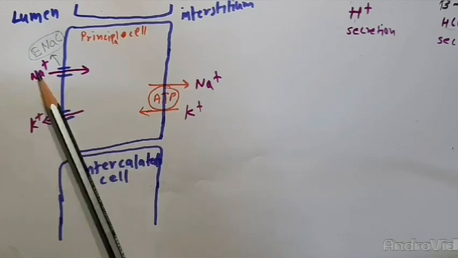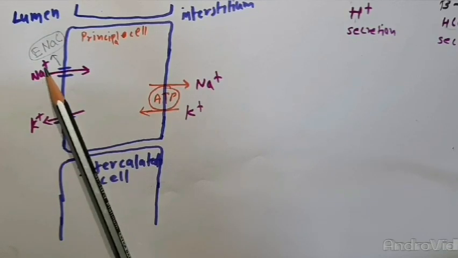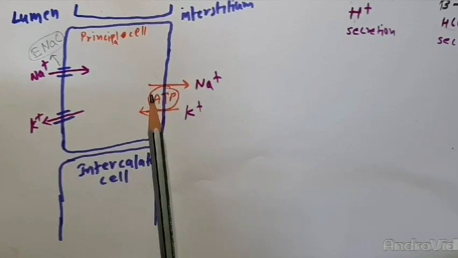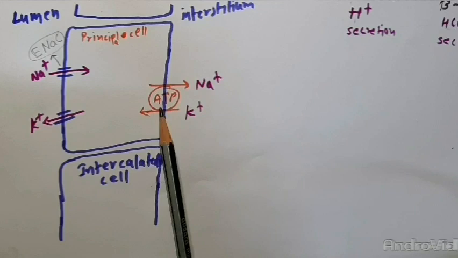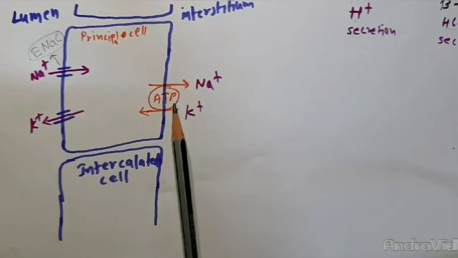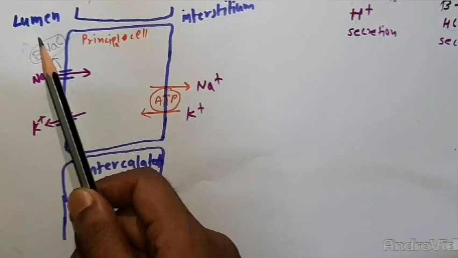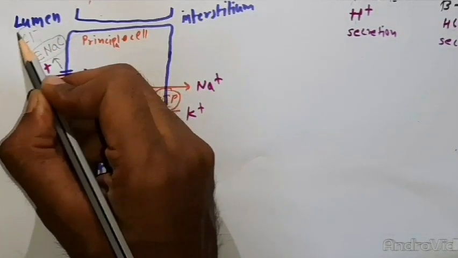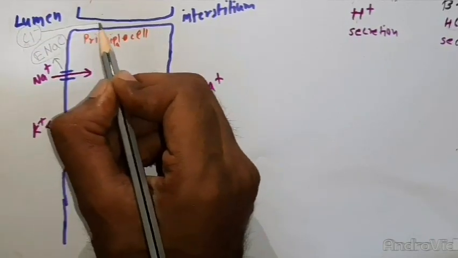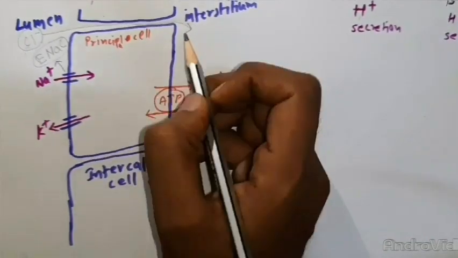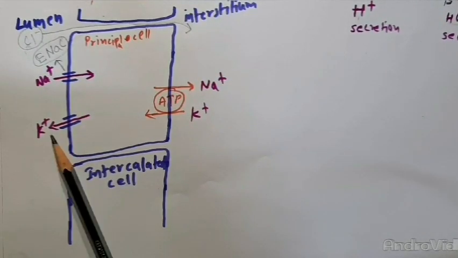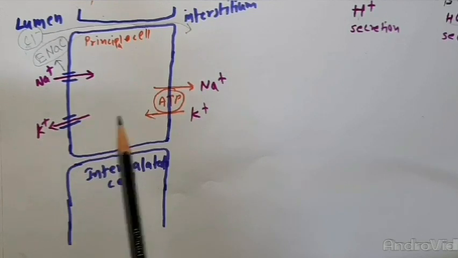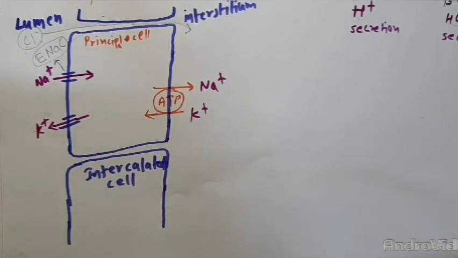In the principal cell, sodium is transported via the epithelial sodium channel from the lumen to the principal cell, and this sodium is then transported back to the interstitium with the help of the sodium potassium ATPase pump. So in the lumen, a more negative electrical potential will be generated, which leads to chloride ion transportation through the paracellular pathway into the interstitium.